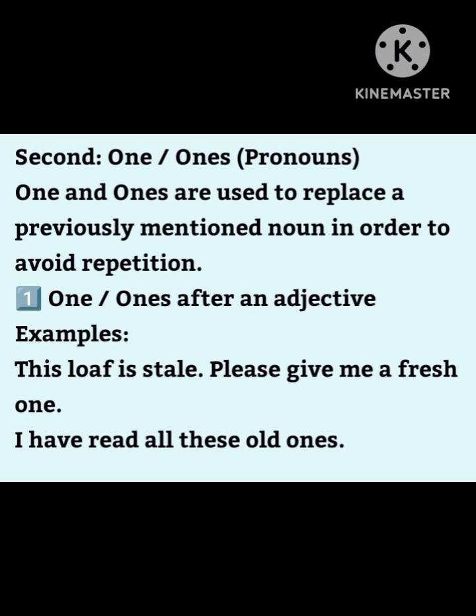Second, one and ones, pronouns. One and ones are used to replace a previously mentioned noun in order to avoid repetition. Rule one: one and ones after an adjective. Examples: this loaf is stale. Please give me a fresh one. I have read all these old ones.